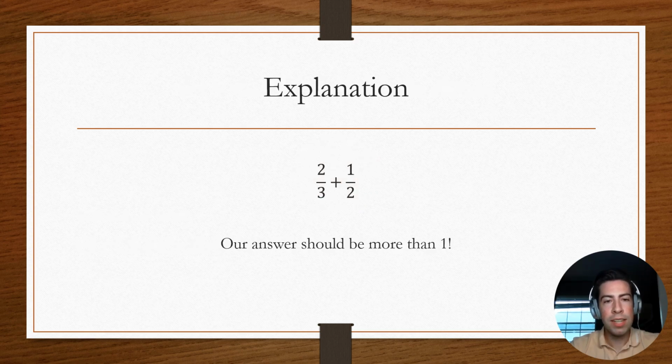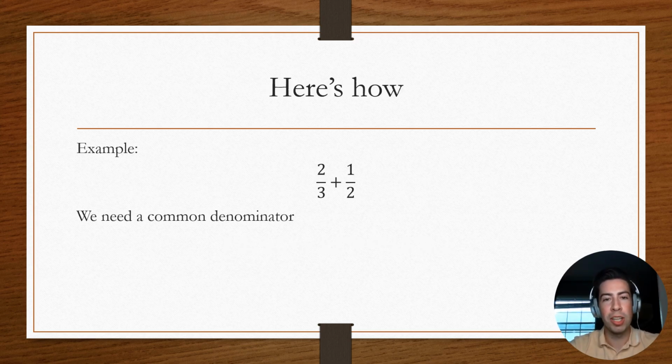All right, guys, so the reason that's wrong is that our answer should have been more than 1. Let's just think about this logically. 2/3 plus 1/2. Well, 2/3 is greater than 1/2, right? So if 1/2 plus 1/2 is 1, and 2/3 is greater than 1/2, then it should be greater than 1. So that's how we know that it's wrong logically.